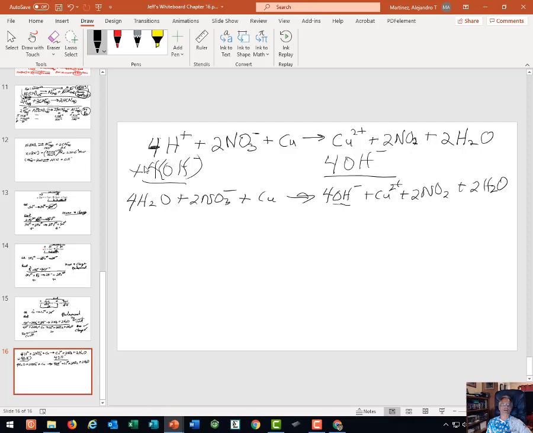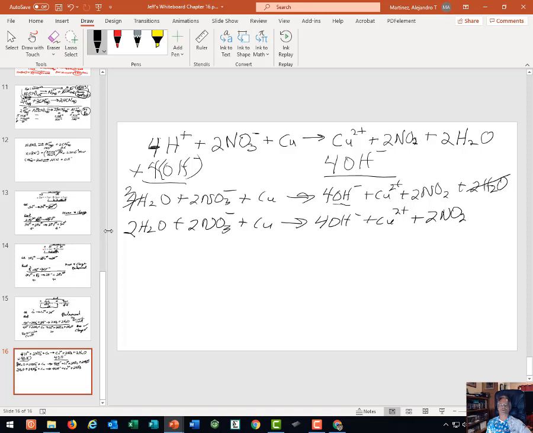You'll notice that I have 4 waters on the reactant side and 2 waters on the product side, so I can cancel 2 of those water molecules. So I can make that 2. I'm done, but let's compare. Let's make sure that we're balanced on everything.